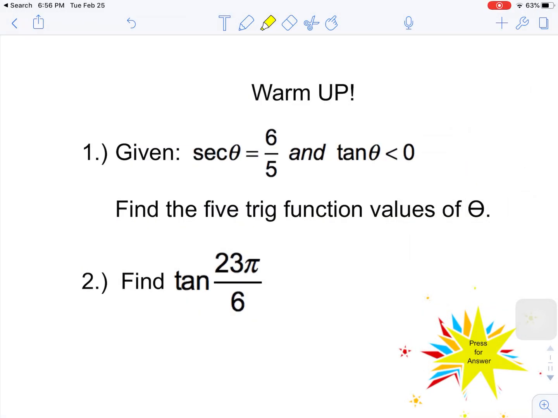I'd like you to start with this warm-up problem today. Press pause on your video. When you're ready for the answer, press play again.